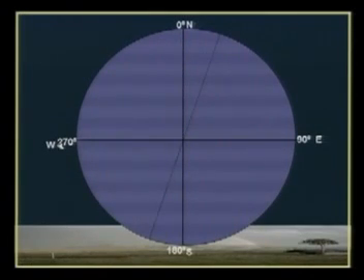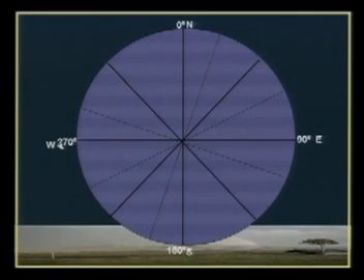1, 2, 3, 4, 5, 6, and you see that the whole circle is divided into 16 equal parts. We can quickly check if you like. This is 1, 2, 3, 4, 5, 6, 7, 8, 9, 10, 11, 12, 13, 14, 15 and 16.